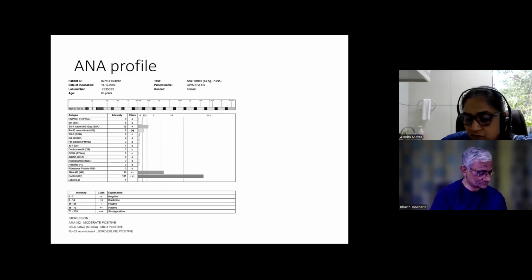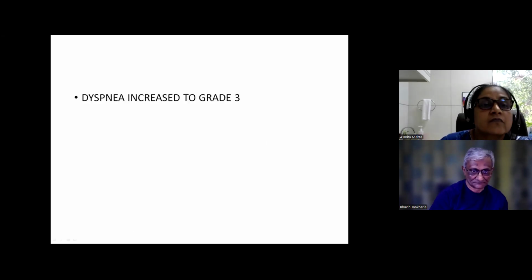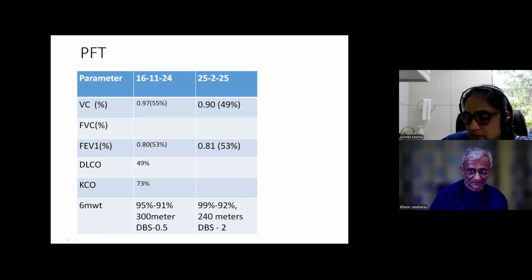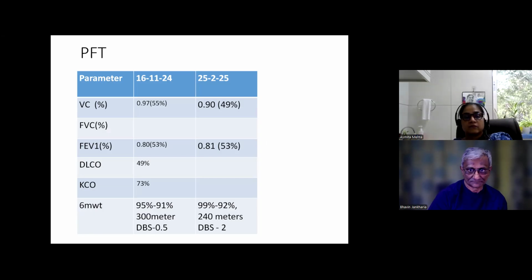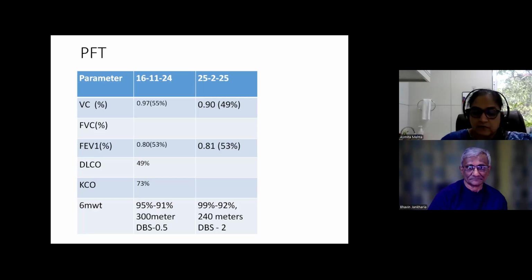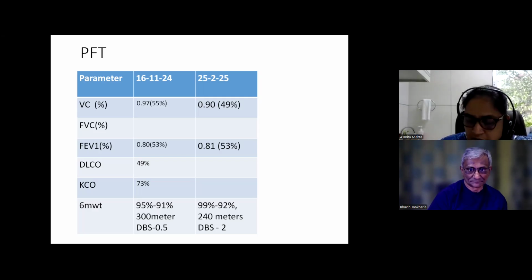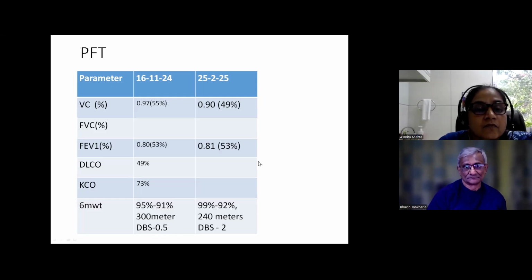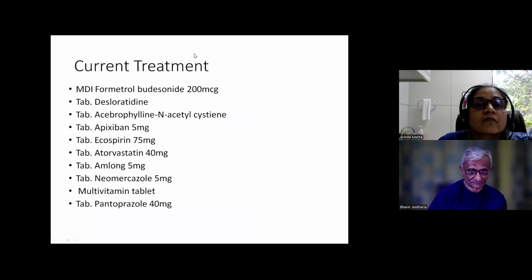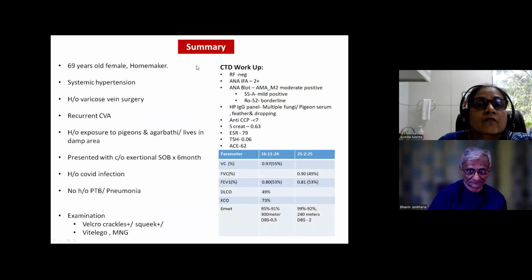With this, we went ahead with a repeat CT thorax. These are the serial PFT values. If we look at the FVC, it is almost the same, 0.97 and 0.9, 55 to 49%. But in the walk test, initially she could walk almost 300 meters, and over 3 months it reduced to 240 meters, and she developed grade 2 dyspnea. I couldn't repeat the DLCO after 3 months. These are the current medicines she is taking.